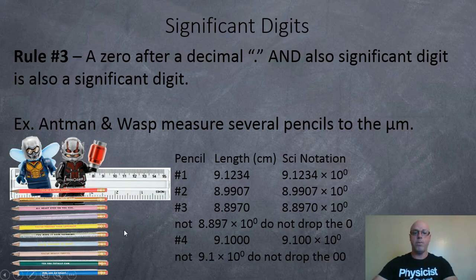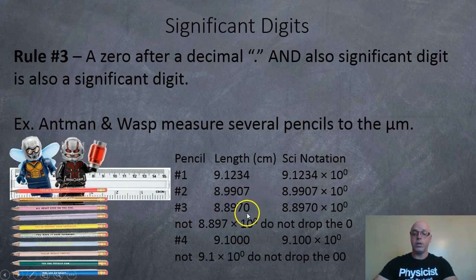Okay, rule number 3: a 0 after a decimal mark, and also after some other significant digit, is not a place-holding zero and we have to keep it. So for example, let's say Ant-Man and Wasp measure several pencils to the closest micrometer. So here we got a bunch of pencils, and let's say they get these values, 9.1234. This is an easy one. They're all non-zeros, so we keep them all. 8.99007. We keep the 0 because it's between two other digits, so that's an easy one too. Now it gets a little tricky.